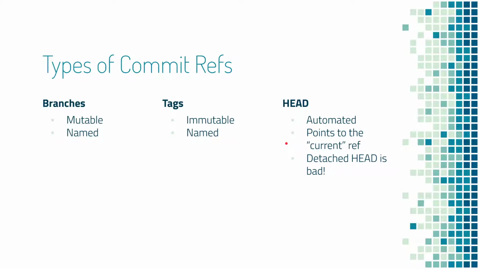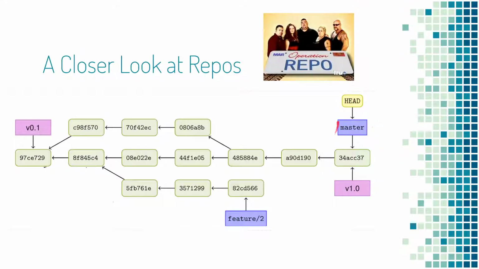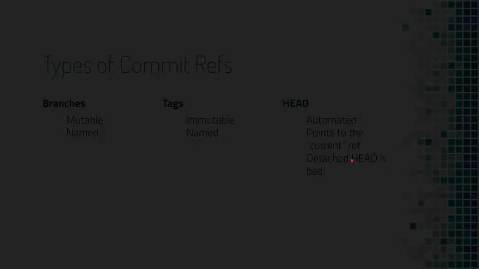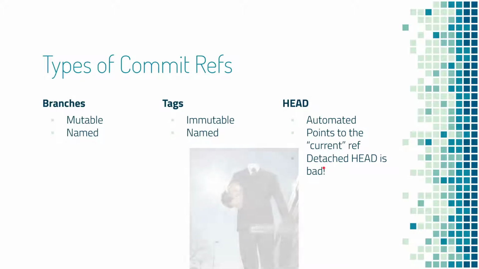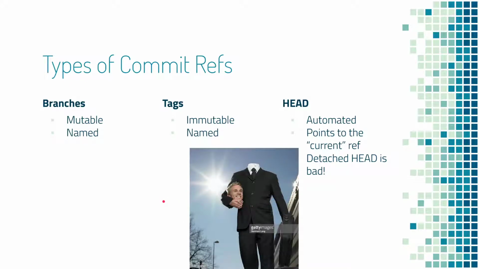And an interesting thing about HEAD is it can point to a commit directly, but the way you want to use HEAD is it should be pointing to a branch. So here you can see it's pointing to master, it's not pointing directly here. If the HEAD ref is pointing directly to a commit, that's called the detached HEAD state, and that's bad because weird things can happen when you start working with a detached HEAD state. So best practice, always make sure you're checking out a branch, not a specific commit.